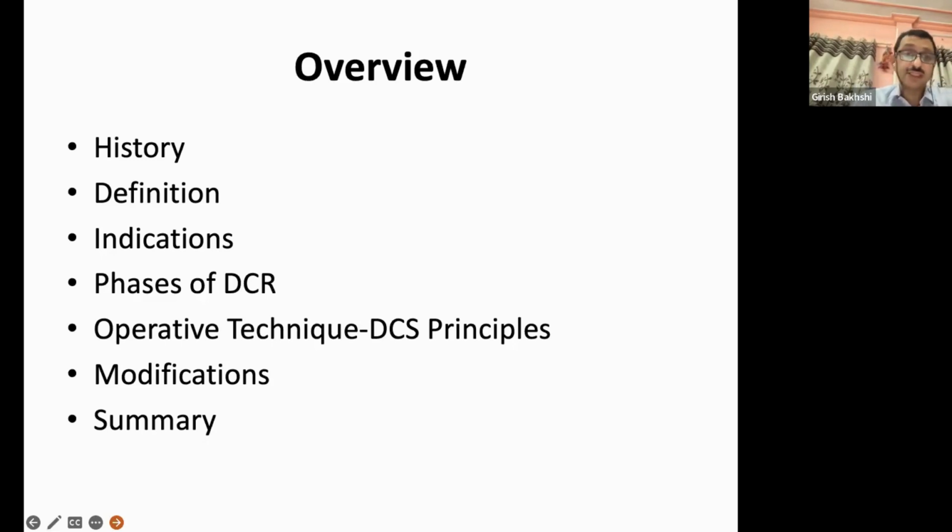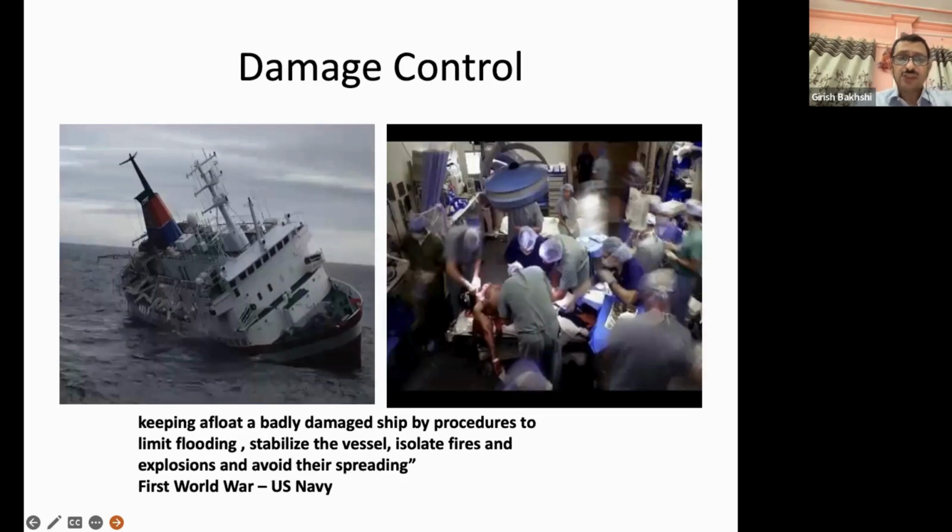And then we summarize. Damage control terminology came in the First World War when US Navy ships got hit by torpedoes. The basic purpose was to keep the ship afloat, by limiting flooding, stabilizing the vessel, isolating fires and explosions, and avoiding their spreading. Something similar we started, known as damage control resuscitation or damage control surgery.